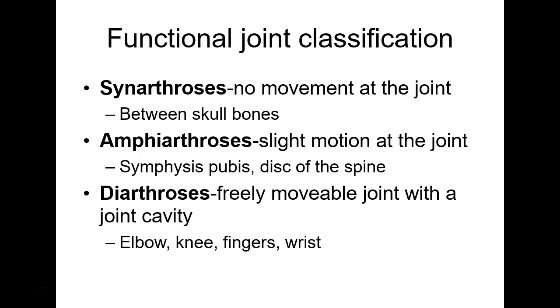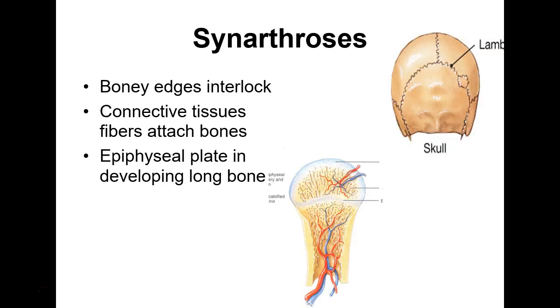Okay, so next slide. Where's my next slide? There we go. So synarthrosis. IS is singular, ES would be plural. Synarthroses would be plural. So the bony edges interlock, the connective tissue fibers attach the bones, or tissues are fibers, and the epiphyseal plate in a developing long bone technically is a synarthrosis. That's kind of a weird one. Probably I would point at this, like that sutural joint in the skull. I go, what functional joint type is that?